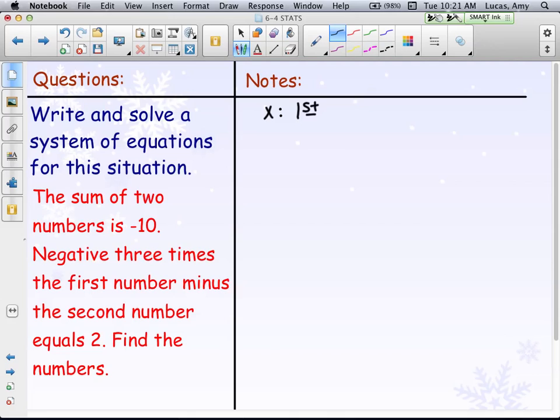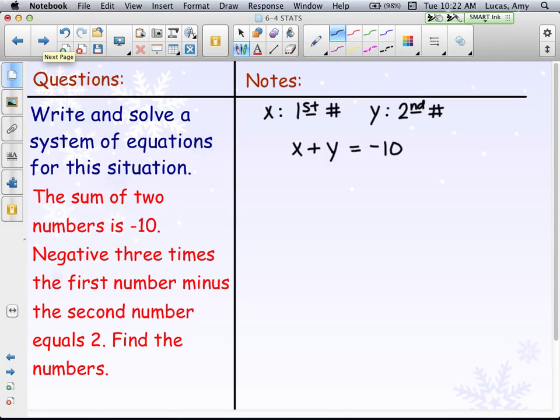I'm going to use x for the first number and y for the second number. Those are the two variables that I like using the most. The sum of two numbers is negative 10. The word sum means addition. So if I add together my two numbers, I have to get a sum of negative 10. So x plus y equals negative 10.